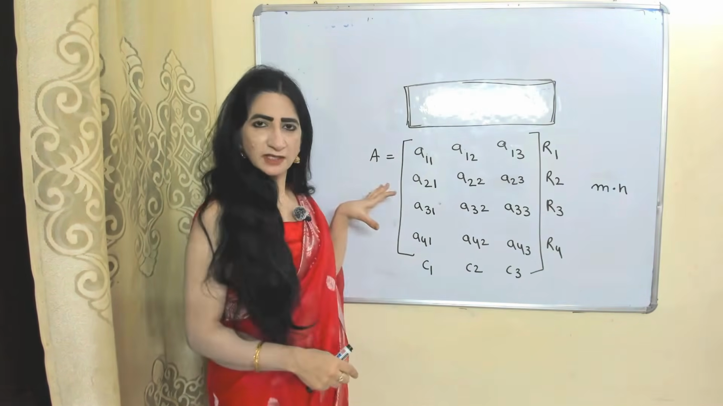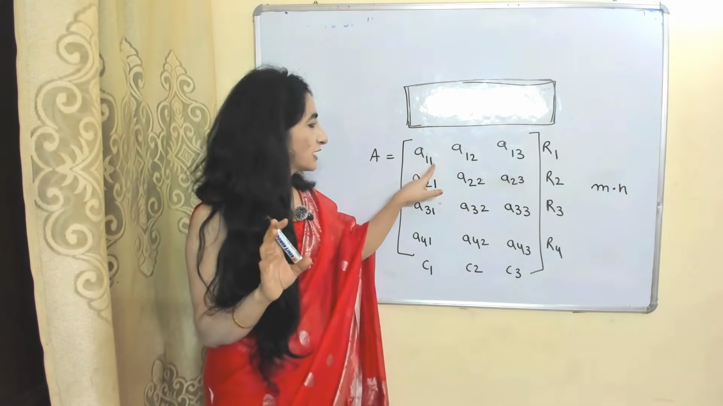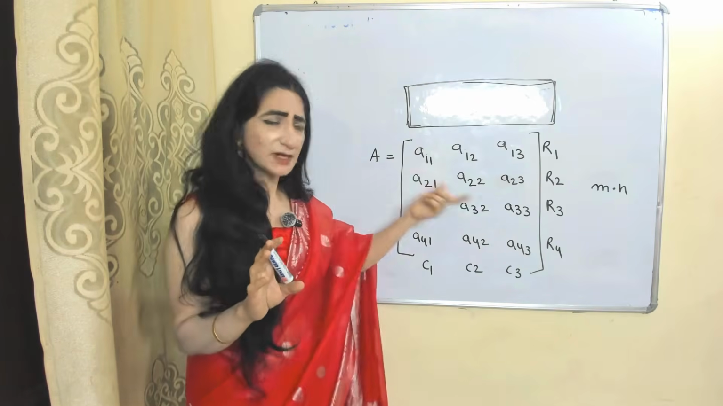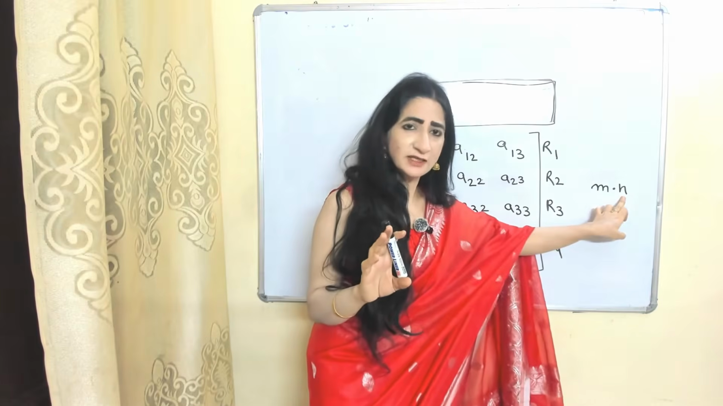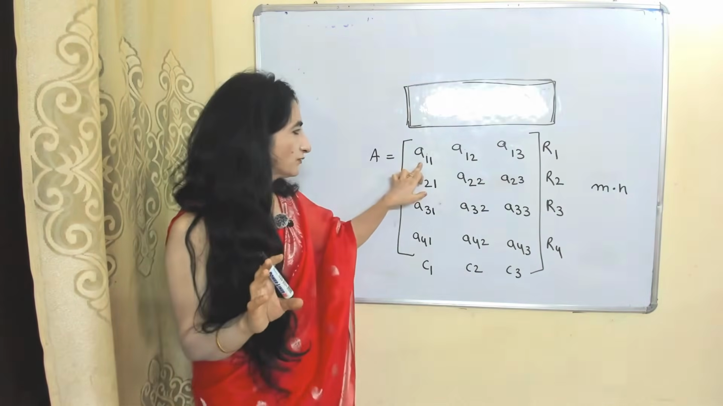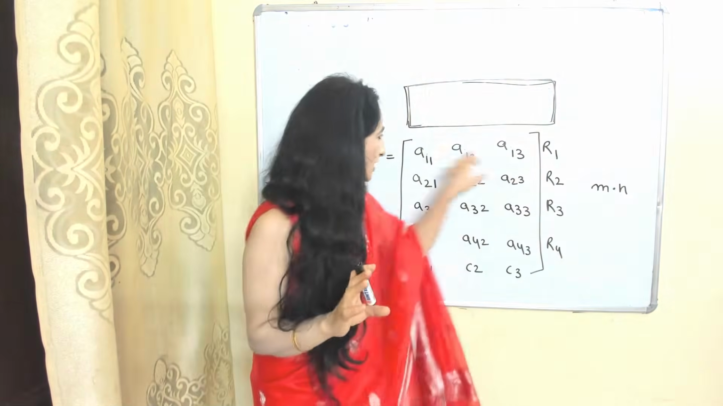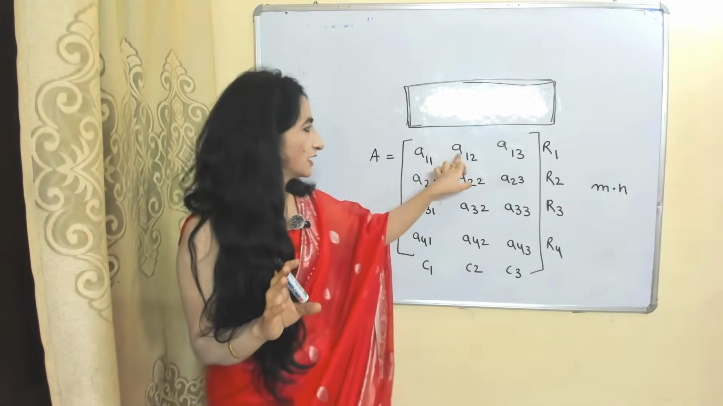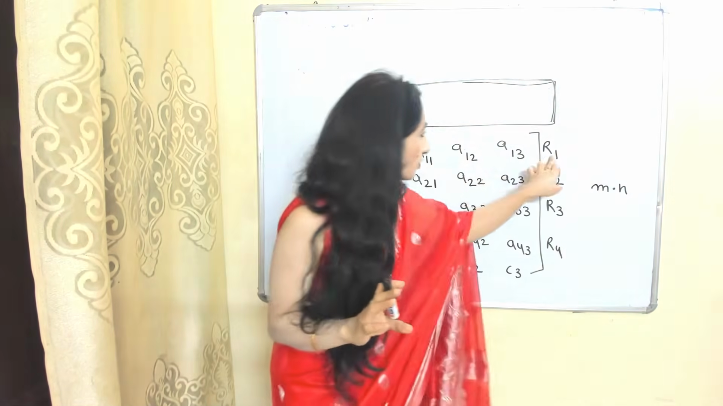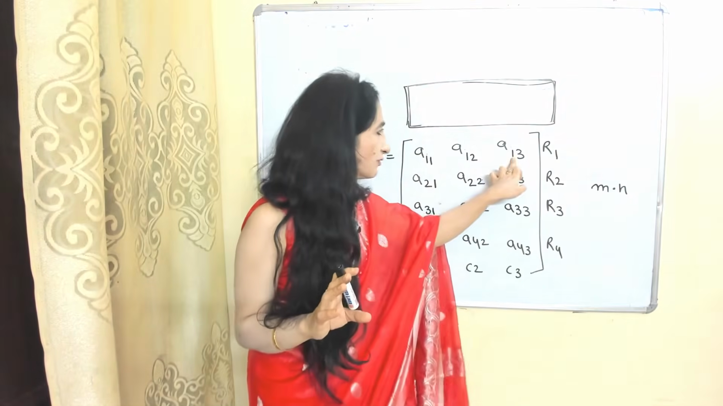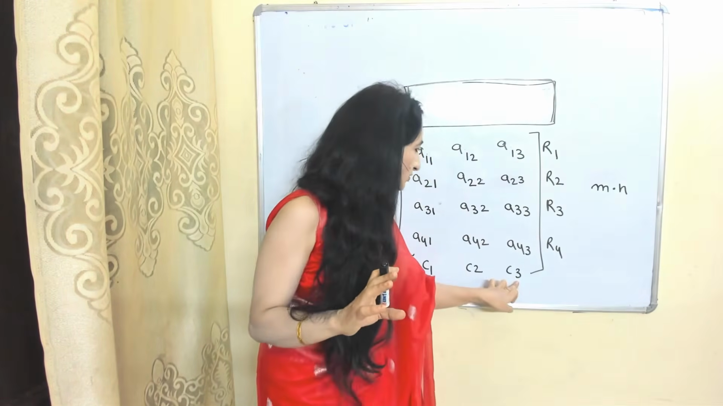What do these terms mean in a matrix? Here the first number represents the row and the second represents the column. Similar to the order of a matrix, the first number represents the row, the second represents the column. So A11 means this element is part of the first row and first column. A12 means this element is part of the first row but second column. A13 means this element is part of the first row but third column.